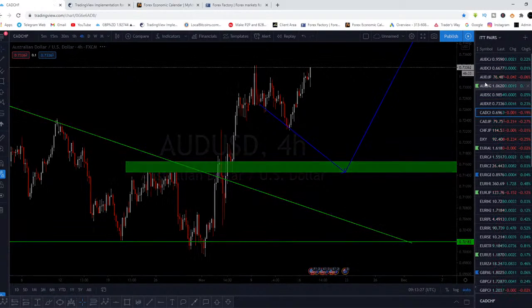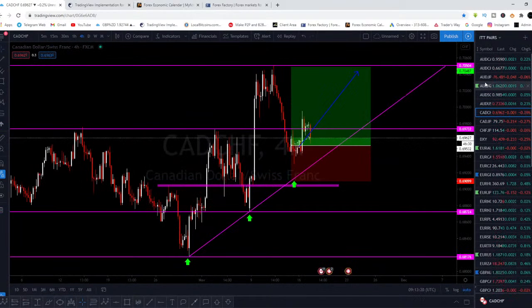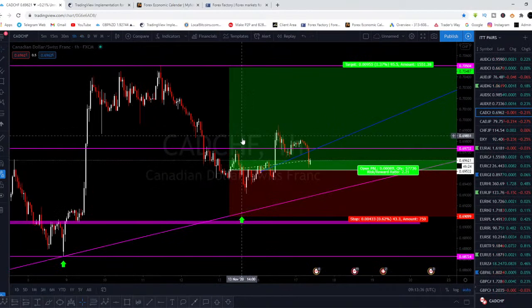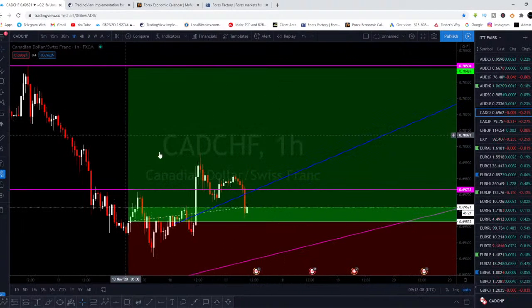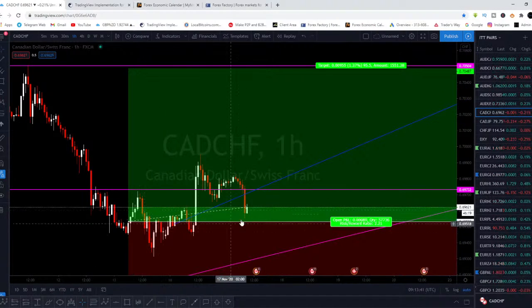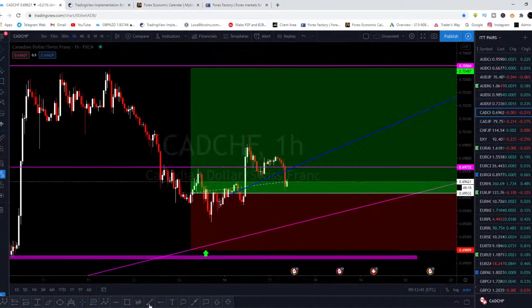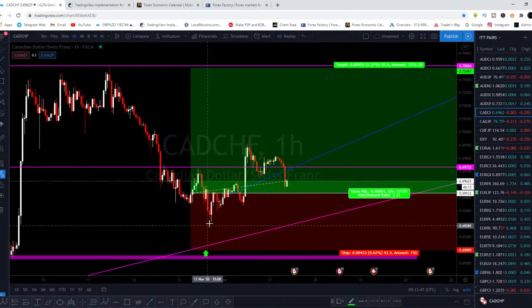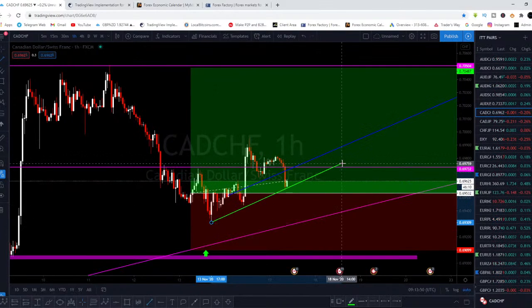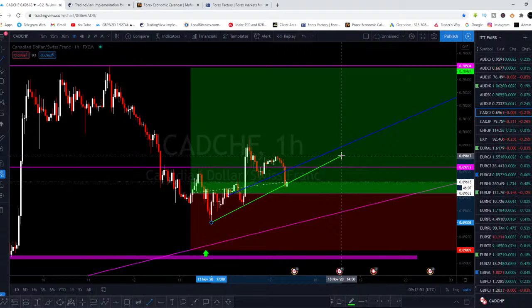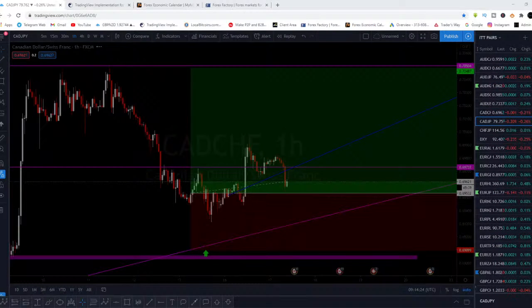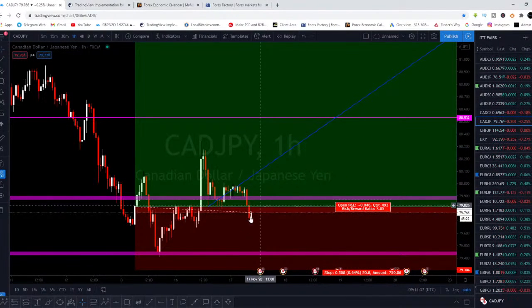See AUD USD pushing to the upside. CAD CHF, no, I'm not getting in this. Of course, this was a retracement, but this is an engulfing candle breaking out of this, man. It's trying to come down. So let me check this. You see this one as well, CAD JPY, it needs to push to the downside.